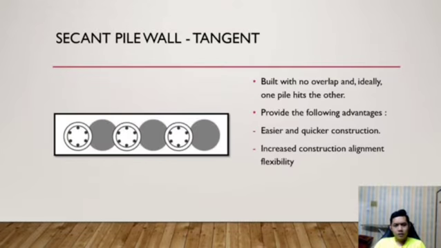The first type of secant pile wall is the tangent type, which is built with no overlap and ideally one pile touches the other. It provides the following advantages, which are easier and quicker construction and increased construction alignment flexibility.